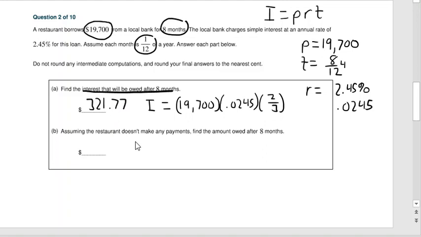$321.77. Now, assuming the restaurant doesn't make any payments, find the amount owed after 8 months. So this is the interest that's owed after 8 months. The loan amount was $19,700, and so to answer part B, all we have to do is add those two together. And so the amount owed would be $20,021.77.